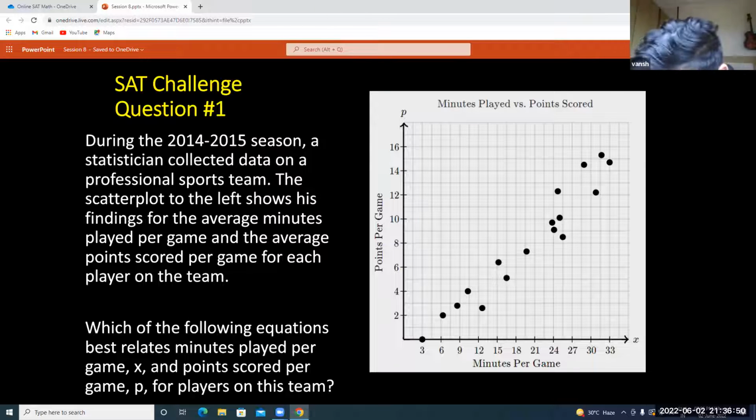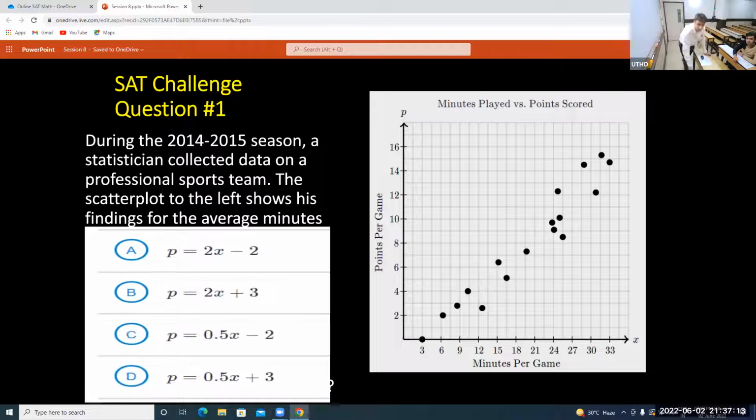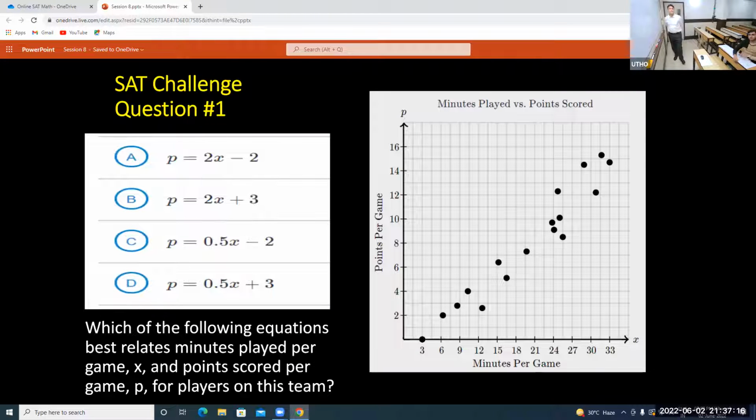Ready. Okay. Which of the following equations best relates minutes played per game X and points scored per game P for the players of this team? तो कोई equation है, basically ये आपको जो scatter plot दिया है इसका कोई estimate है, उसका equation क्या होगा? Okay, here are your four options: A, B, C, D. My छोटा सा advice will be go by elimination. ये सिखाया मैंने क्लास में. Try and eliminate the options जो कि आंसर हो ही नहीं सकते. कोशिश उससे करो. So they are asking which of the four options.